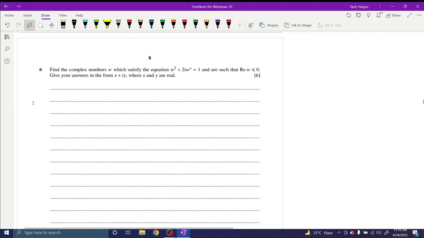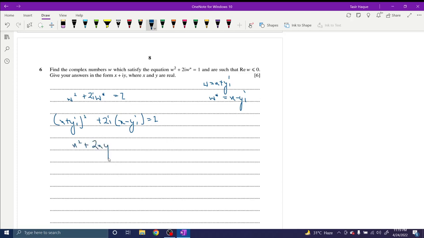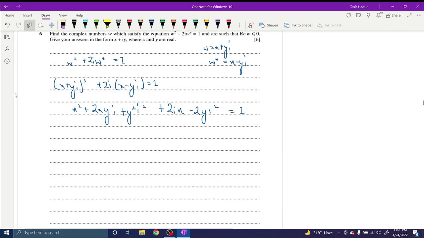For number 6, we have this equation. W square plus 2iw star, the conjugate, is equal to 1. So w is equal to x plus yi, right? W star is equal to x minus yi. So x plus yi whole square plus 2i times x minus yi is equal to 1. X square plus 2xyi plus y square i square plus 2ix minus 2yi square is equal to 1. So x square plus 2xyi minus y square.